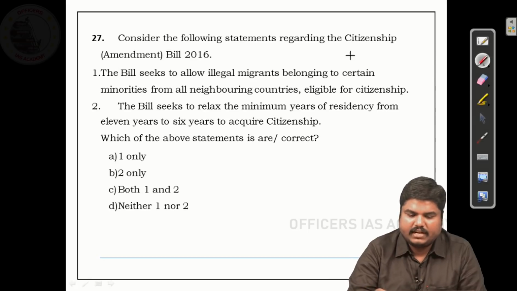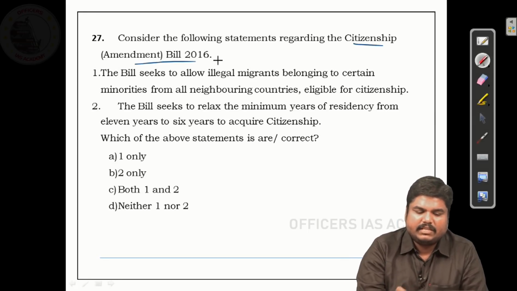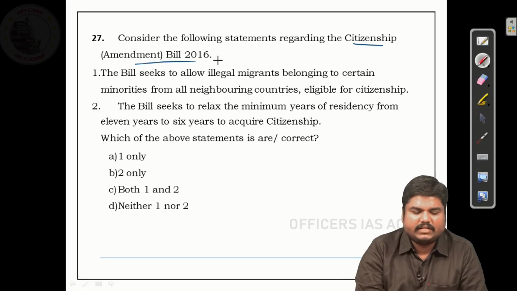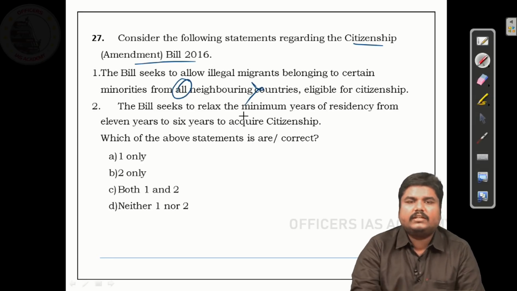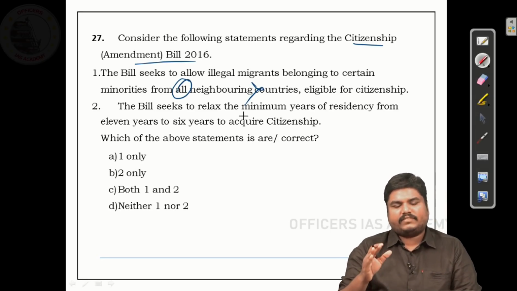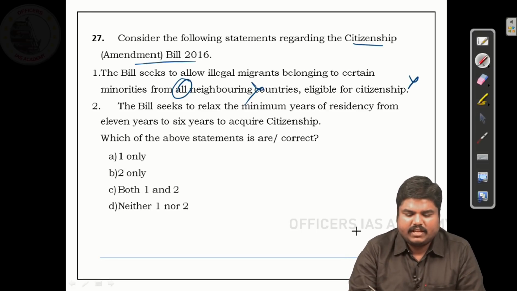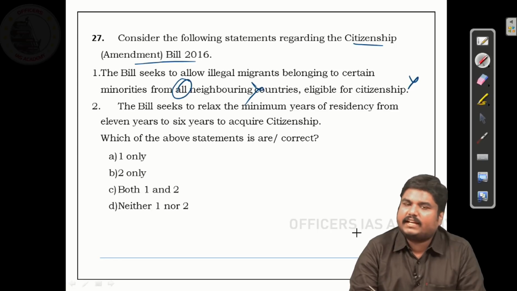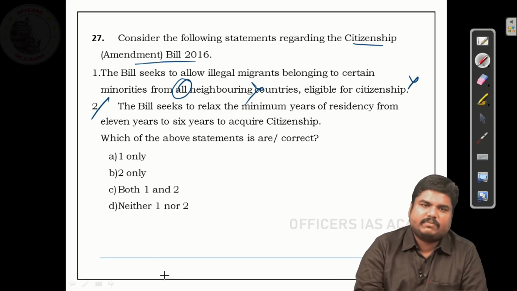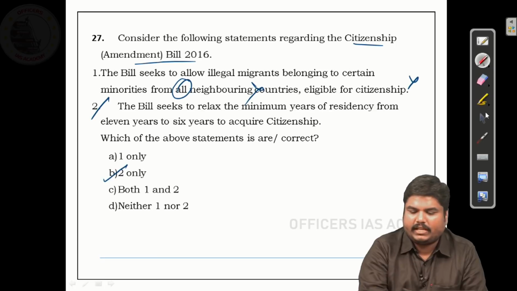27th question is regarding the Citizenship Amendment Bill. The bill seeks to allow illegal migrants belonging to certain minorities from all neighbouring countries; that is wrong. It is only Pakistan, Afghanistan and Bangladesh. So "all" is wrong, statement 1 is wrong. The bill seeks to relax the minimum years of residency from 11 years to 6 years. That is the correct statement. So, statement 2 is correct, statement 1 is wrong. So, answer is going to be B, 2 only.